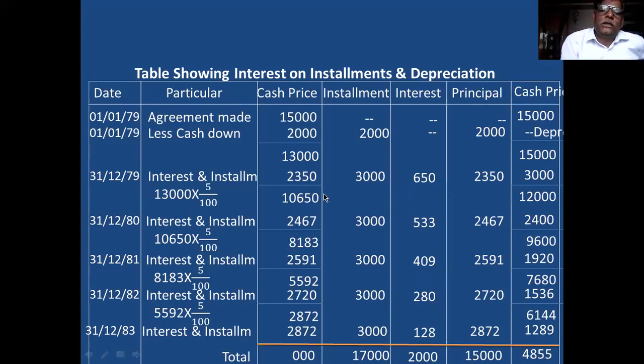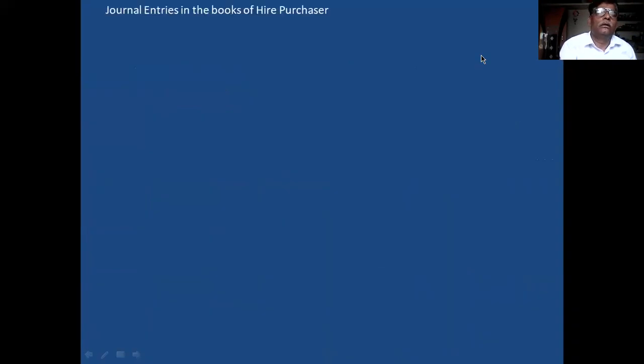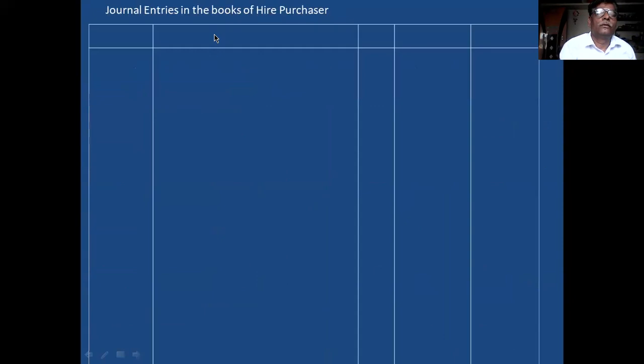Then I will pass the journal entry in the books of hire vendor. Hire vendor means X company limited. X and company. Okay. You see the journal entries in the books of purchaser. In the books of hire purchaser. Hire purchaser means X company. Date, particular, LF, debit, credit.